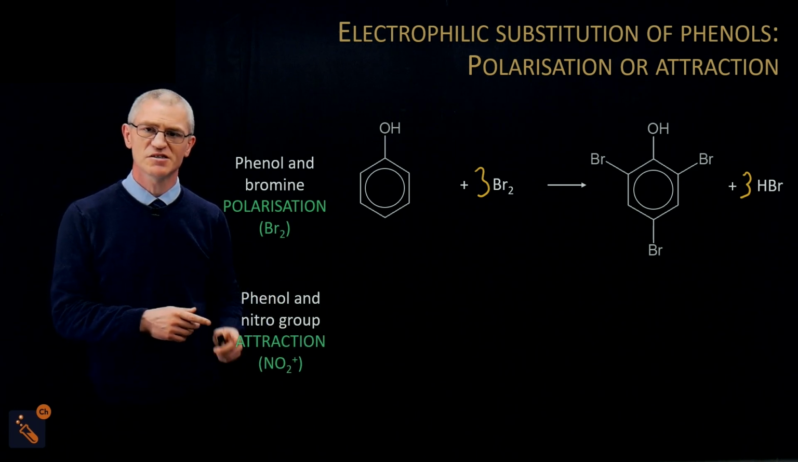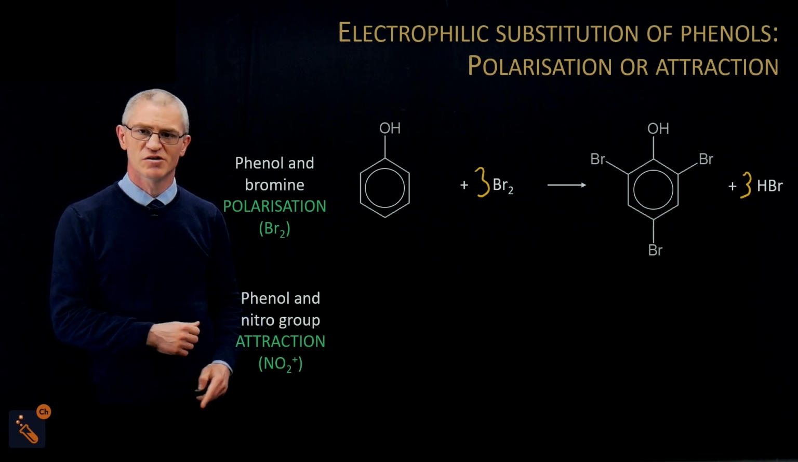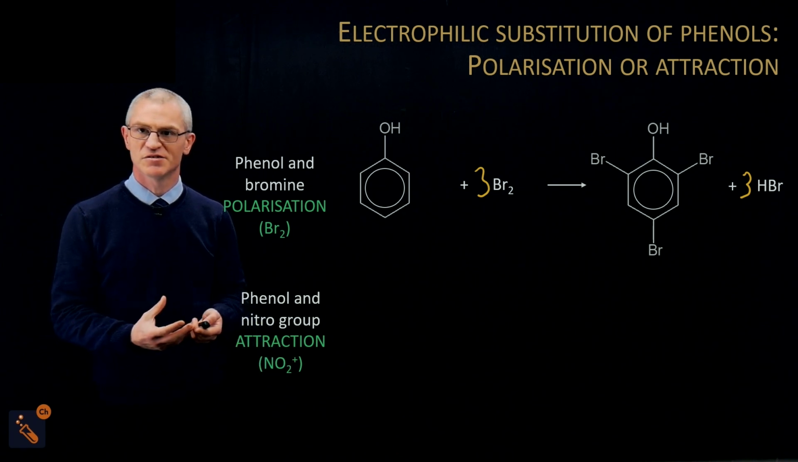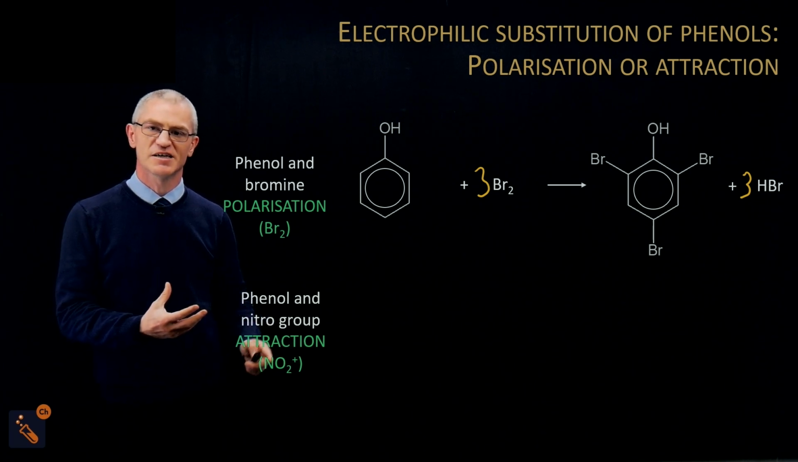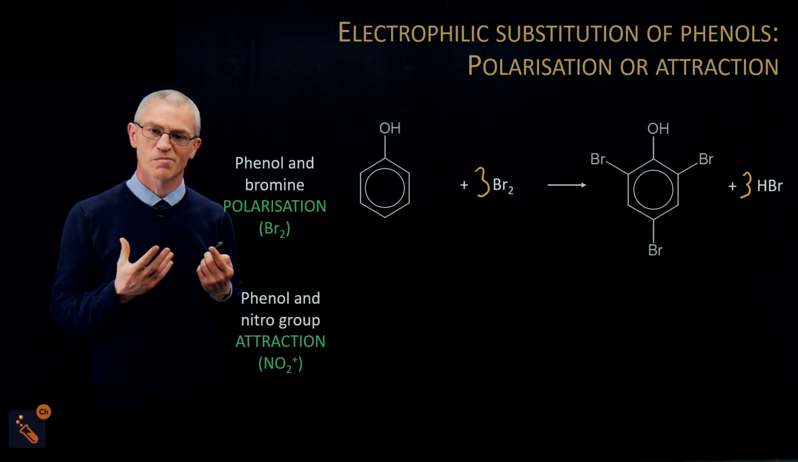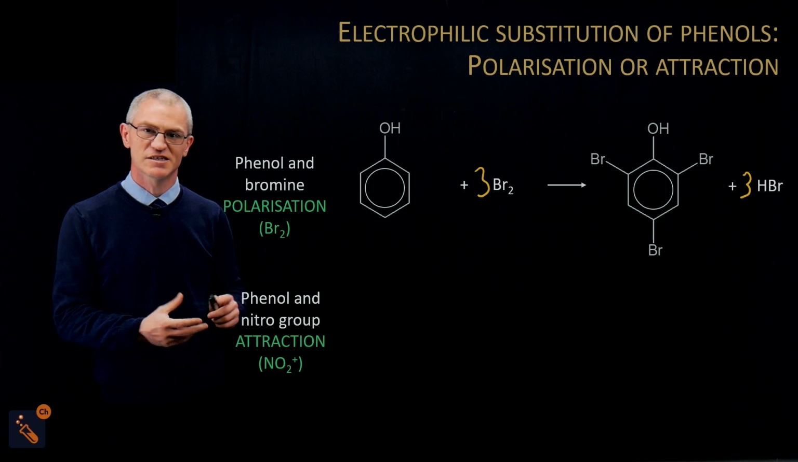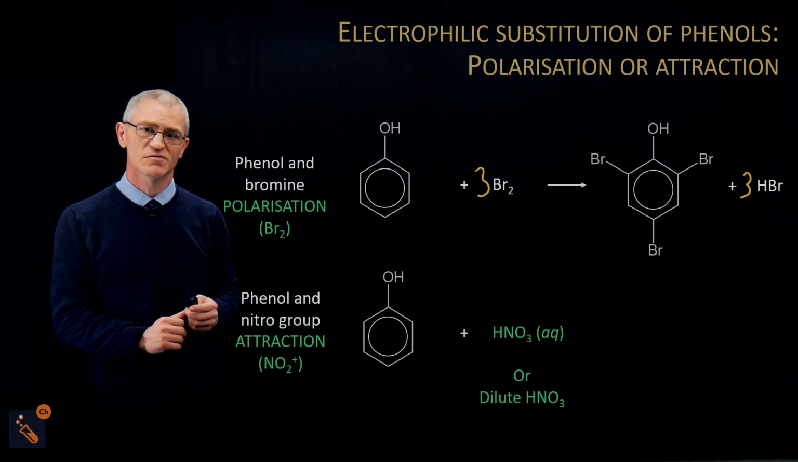But if we did it with a nitration, okay, and we nitrated phenol, it wouldn't be polarization, it would be attraction. And that's because the electrophile that's produced is NO2+. So what I'm saying to you is if you come into an exam and the reaction with phenol has a positively charged electrophile, then you're not going to polarize something that's positively charged already. You're going to attract it. So it's the high electron density that attracts the nitro group. So our example here is phenol reacting with HNO3 aqueous or dilute HNO3.